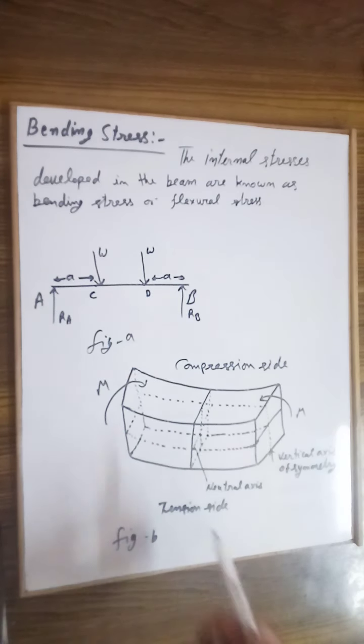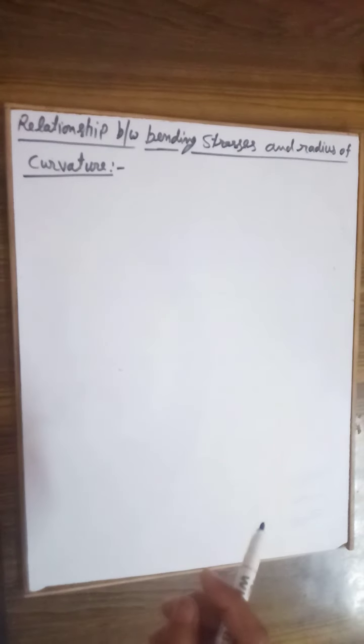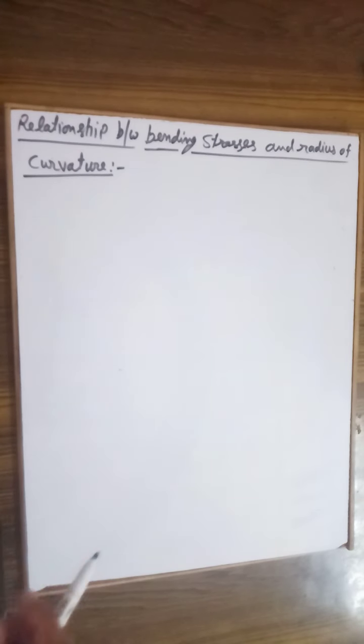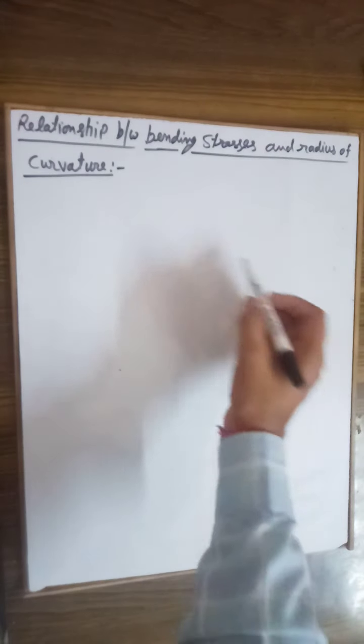So in the neutral surface the stress will be zero, and a cross section of that is known as the neutral axis. Okay, so about which the bending of the surface takes place. So for the relationship between the bending stress and the radius of curvature, consider an element.